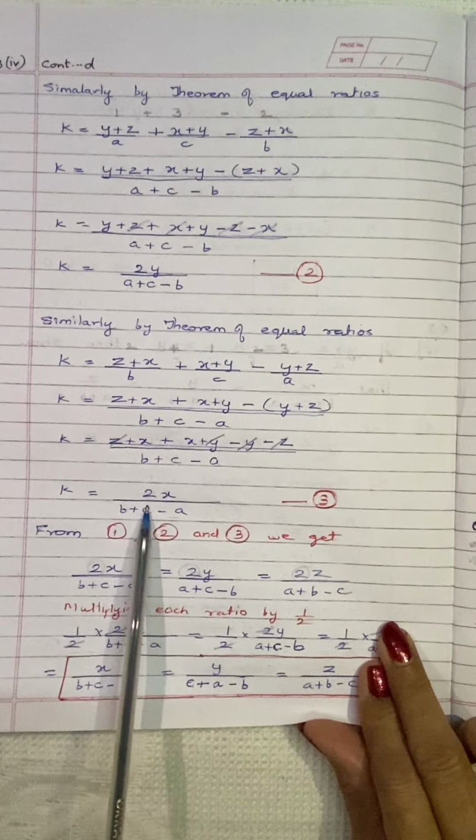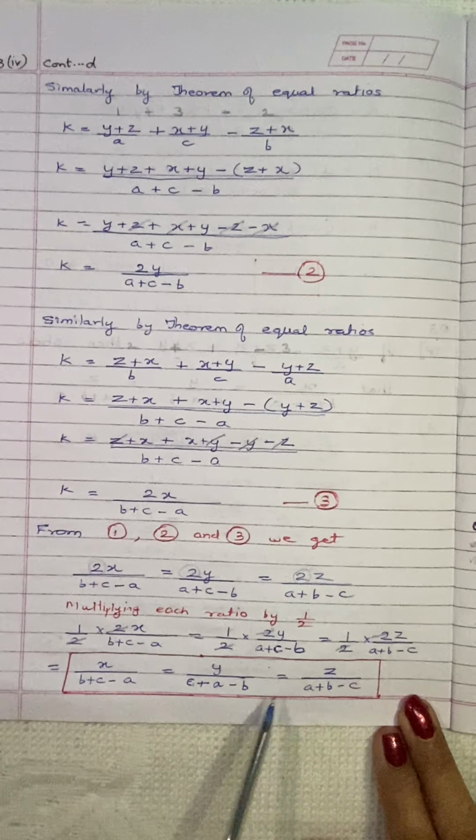Now here we have not got the answer as the given expression to show. There is a 2 in the numerator, which we need to remove to get what they have given in the question. To remove this 2, we need to multiply each ratio by 1 upon 2. So 1 upon 2 multiplied by this ratio, 1 upon 2 multiplied by this ratio, and 1 upon 2 multiplied by this ratio. So the 2 gets cancelled. What is left is this, this, and this. So this is what we needed to show.